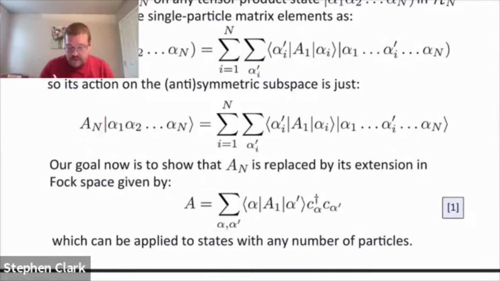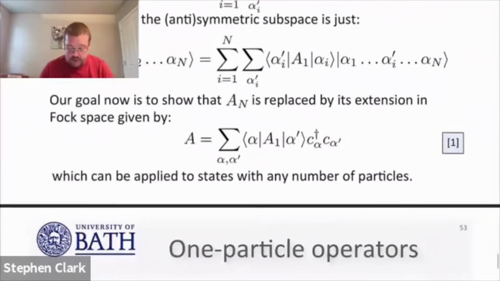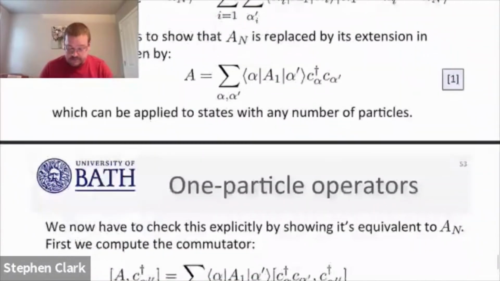It takes the single particle matrix elements, the same ones that appeared up here, and all it does is apply c alpha dashed, c dagger alpha. So it annihilates a particle in a particular mode alpha dashed and creates one in alpha, and it does so with this amplitude. And that's a really nice single particle operator. It can be applied to any number of particles. You can apply this to any of the occupation number states we had. Doesn't matter how many particles it had in it.